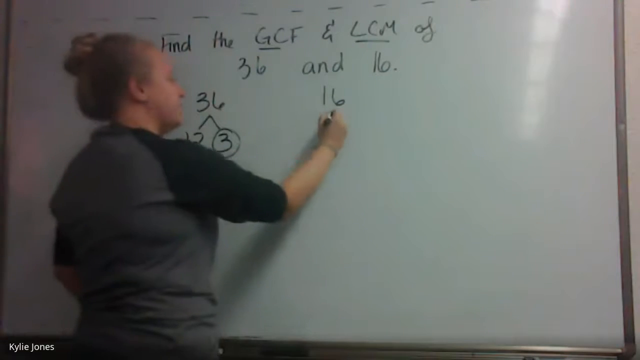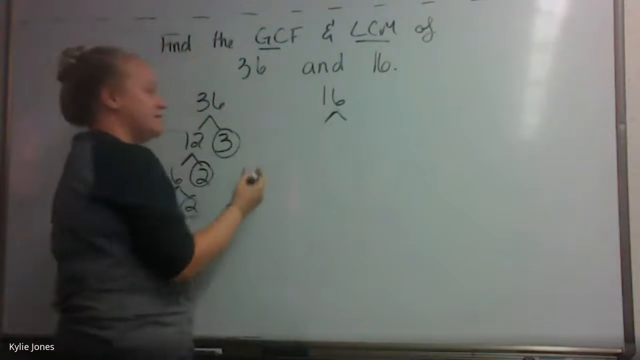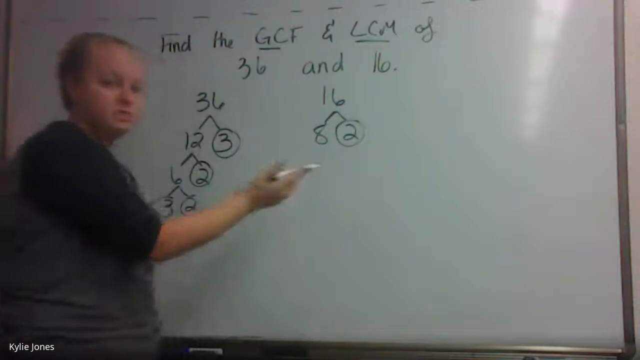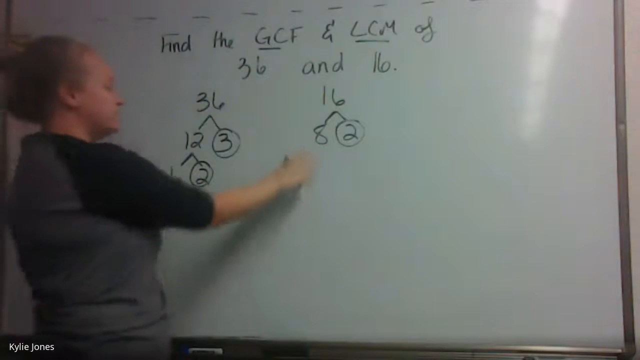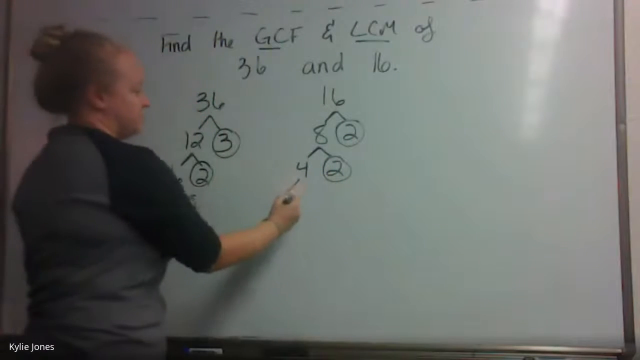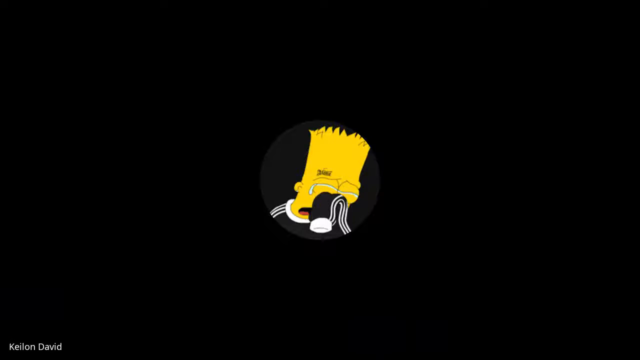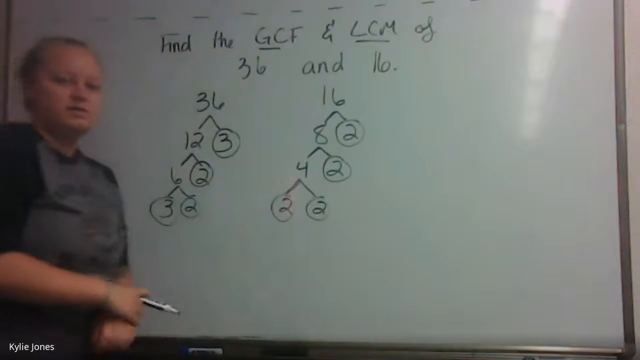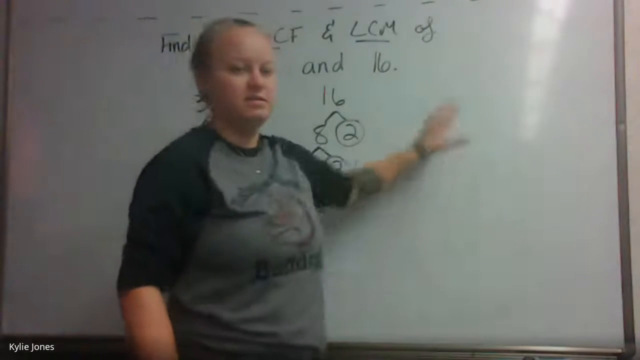Let's look at 16. What numbers multiply into 16? 8 times 2. So let's do 2 and 8. And we already know 2 is prime because we've done it over here. What goes into 8? 2 and 4. Circle the 2, and 4. What goes into 4? 2 and 2. Good. So we circle those.